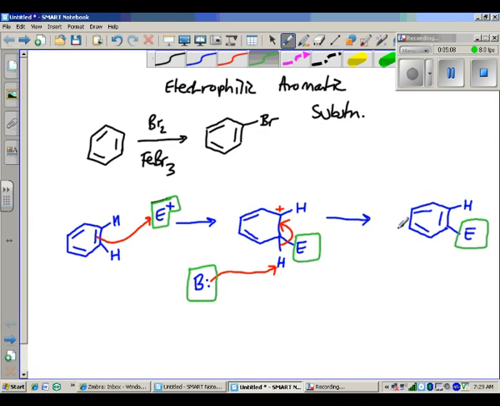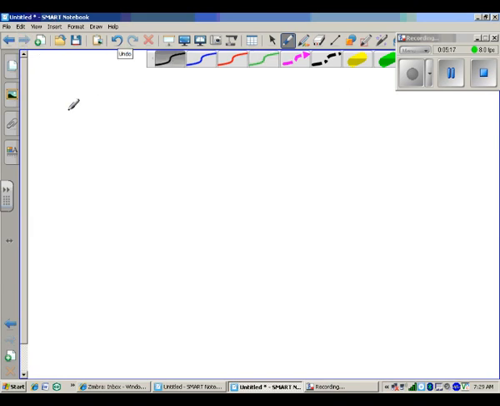So, like we said before, the hardest issue is figuring out exactly how you form the electrophile in each case. So let's just look at a couple of examples. The first one we'll look at is nitration, and that's where we're adding a NO2 group onto a benzene ring, so we get essentially this.